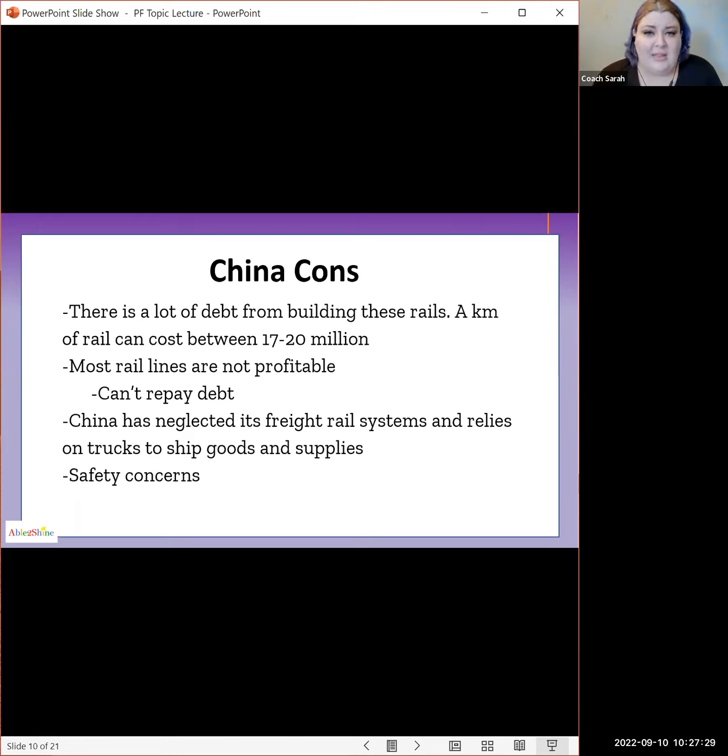Also, China has heavily neglected its other areas of transportation infrastructure because they put so much investment into these rail lines. One of the places they have really neglected is freight lines and freight rail systems. Now, this has a lot of implications. This means that they cannot as quickly move around massive amounts of supplies or products to other parts of the country. And so it relies on big 16-wheeler trucks to ship around supplies and goods and products. The problem with this is this offsets all of the carbon emission benefits that these high-speed rail lines would produce. So it's a give and take.